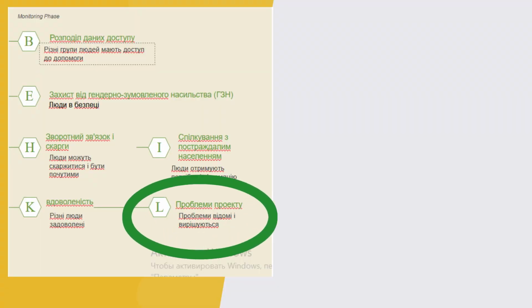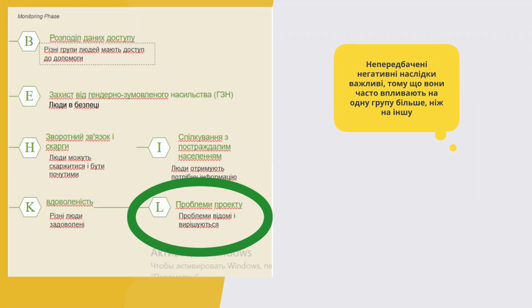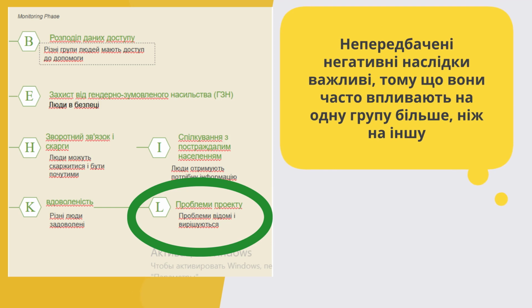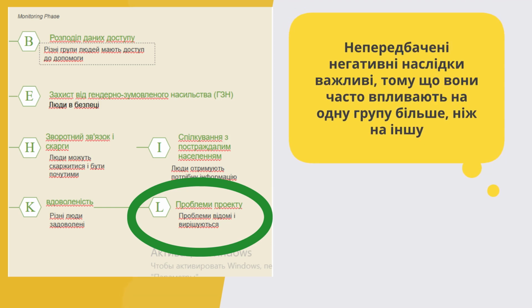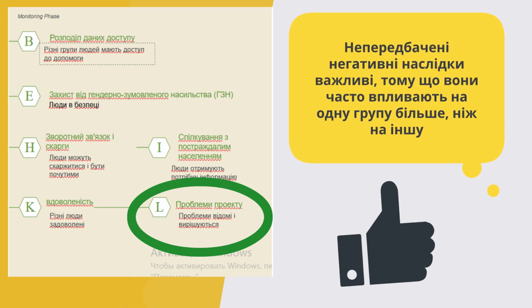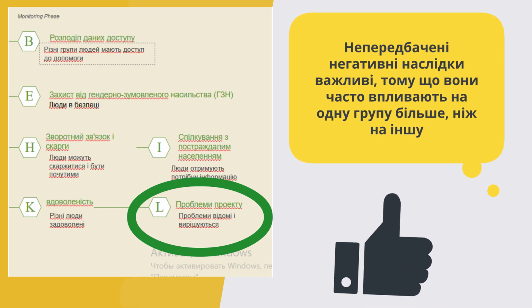GEM L, project problems. Unanticipated negative effects are important because they often affect one group more than the other. Many projects do identify unexpected problems and make changes to fix them. Most projects take a serious look at problems, including how they affect people with disabilities, different gender and age groups.